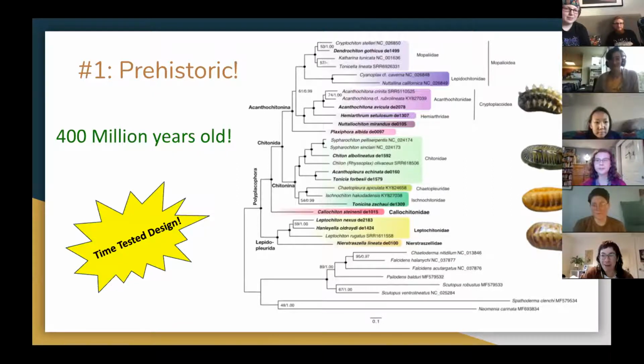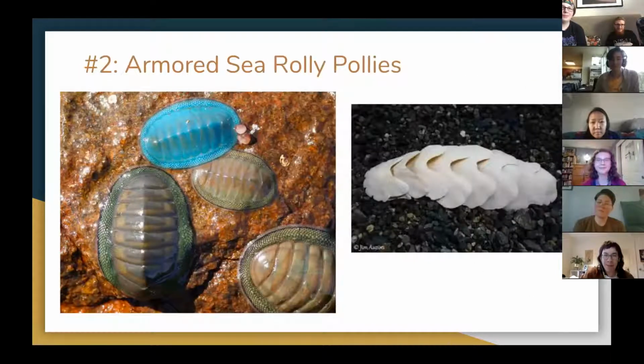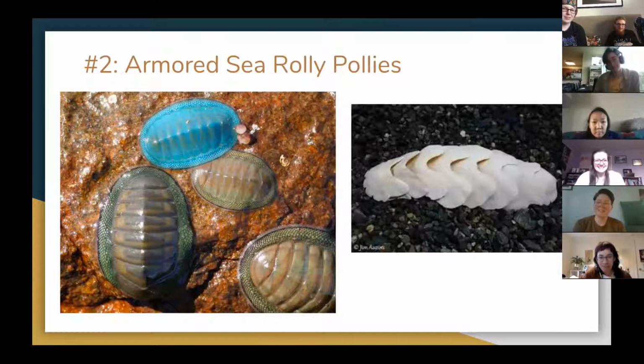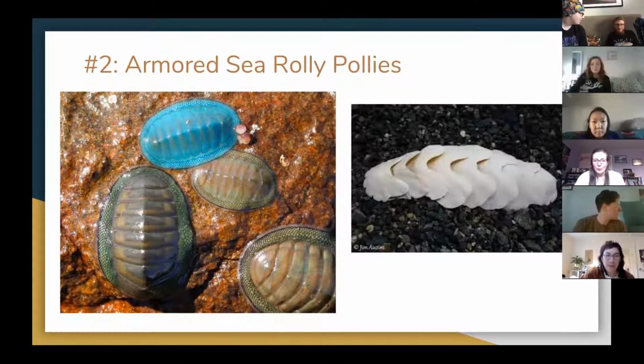All right, fact number 2. Oops, forgot about prehistoric. All right. They're armored little sea roly-polies. They have 9 plates that are usually on the outside, but sometimes they're on the inside, and they come in lots of pretty colors.